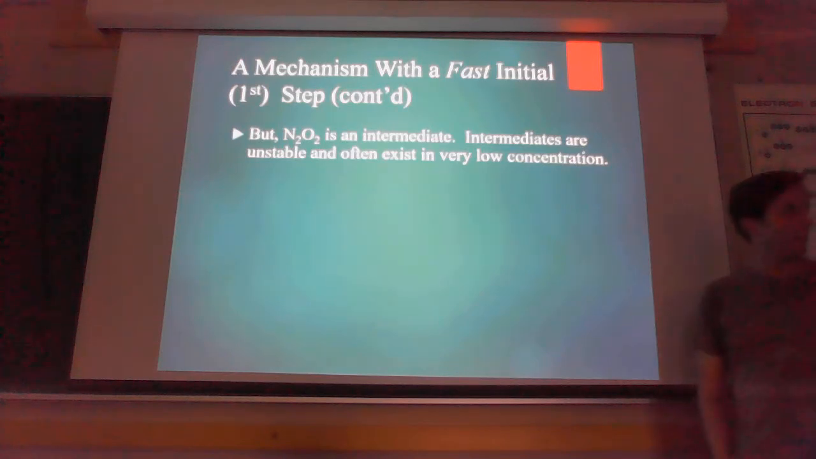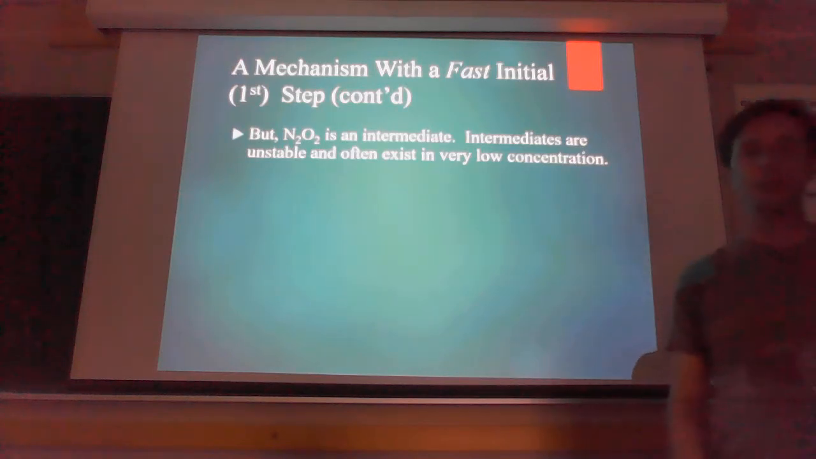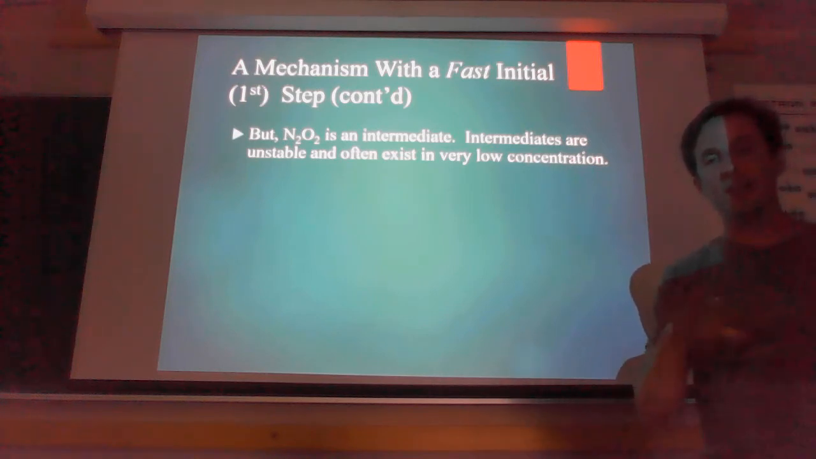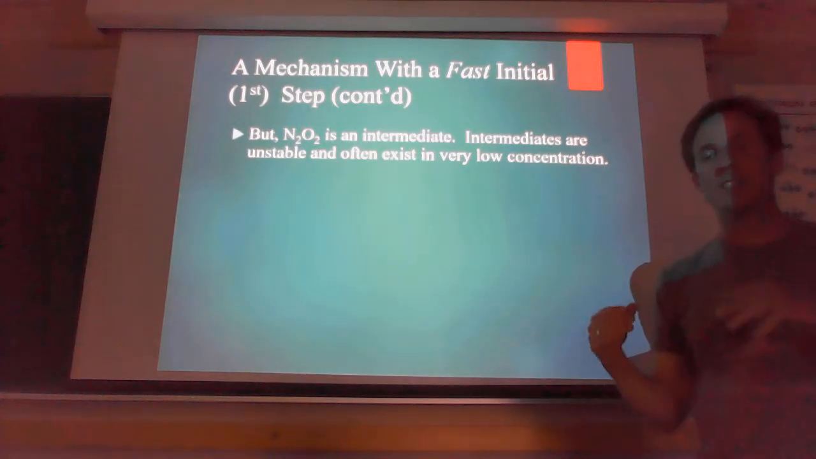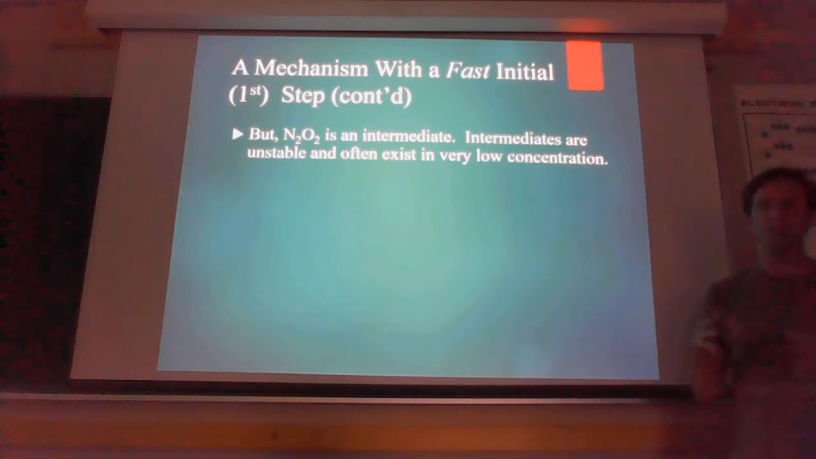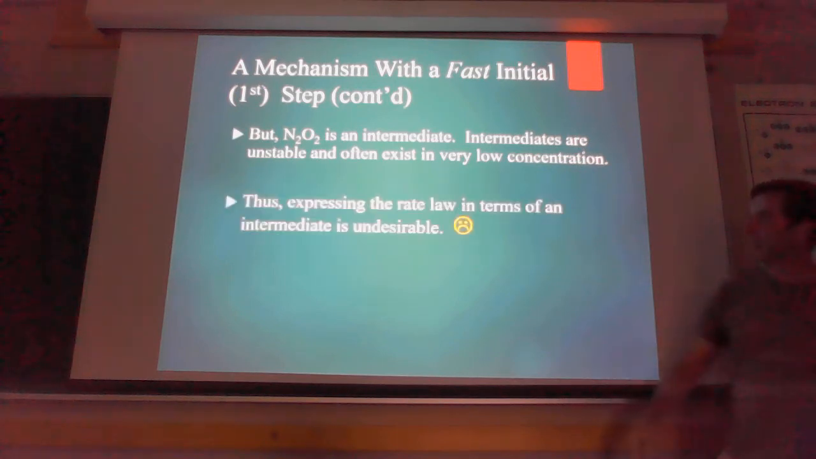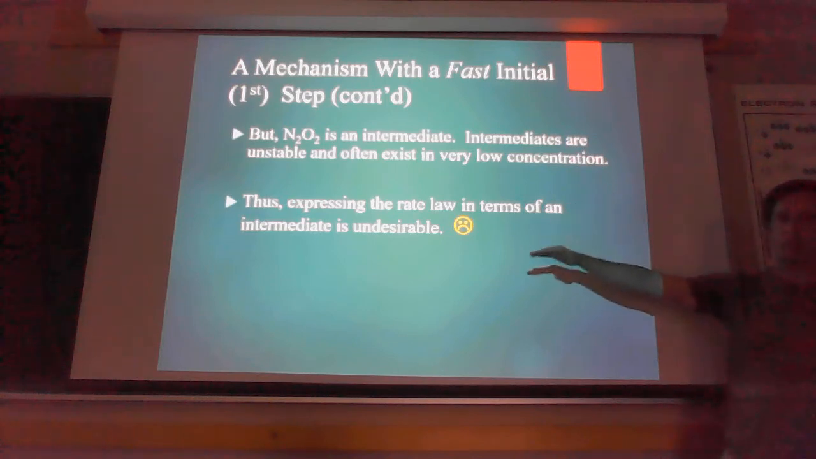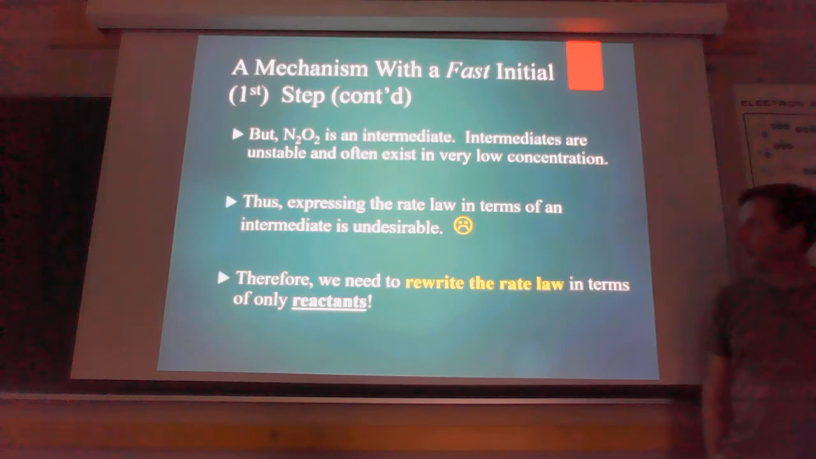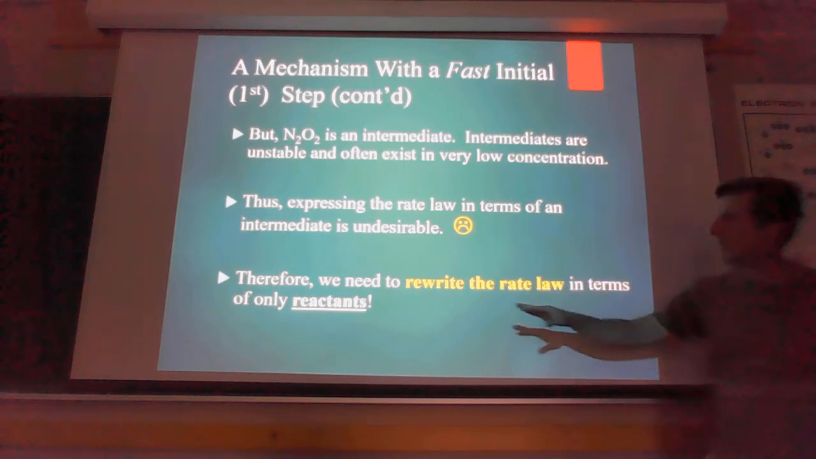The reason for that is that intermediates tend to be unstable compounds. They only exist in low concentration, and their concentration stays fairly constant because as you form it, you use it. So it's just not mathematically sound to include the intermediate. So we have to do some substitutions to get rid of the intermediate from our rate law. Expressing the rate law including an intermediate in the equation is not allowed. We're going to rewrite the rate law, and we're only going to use reactants.